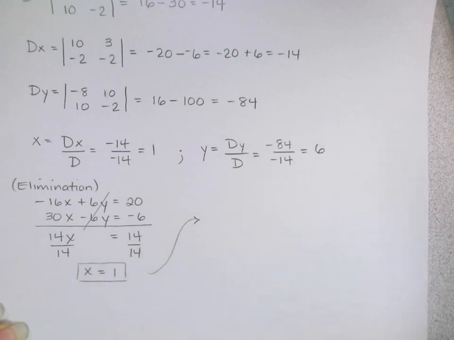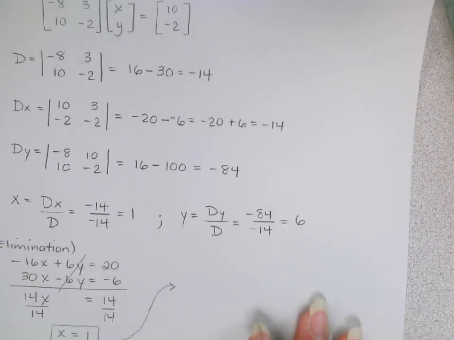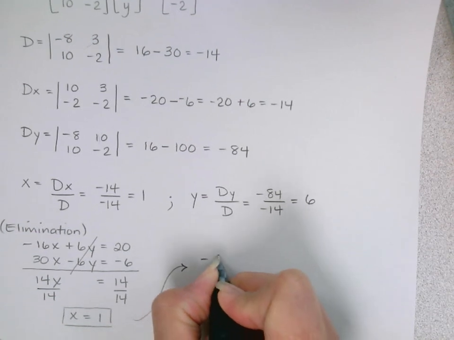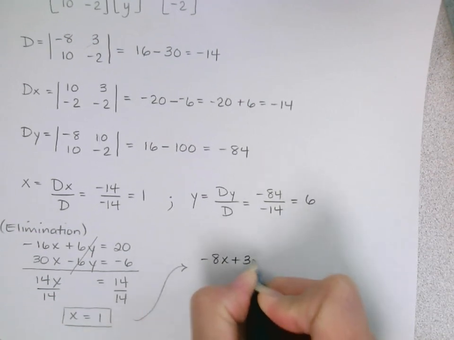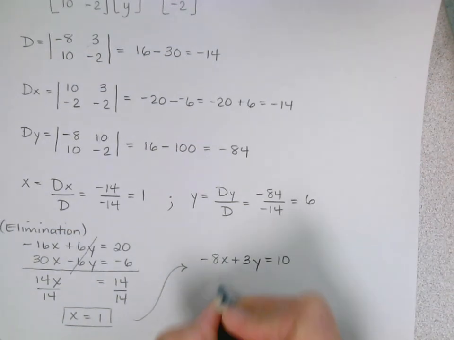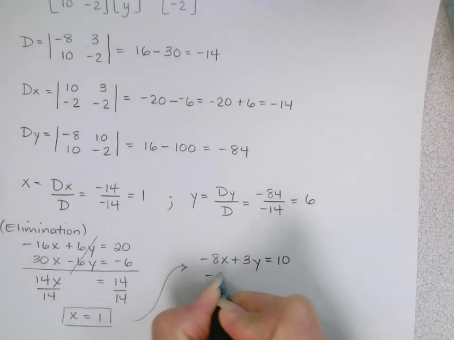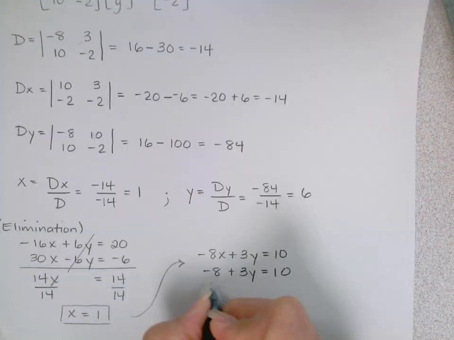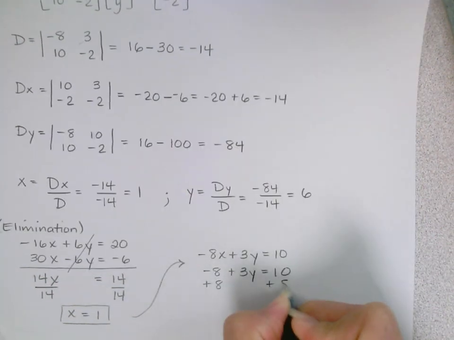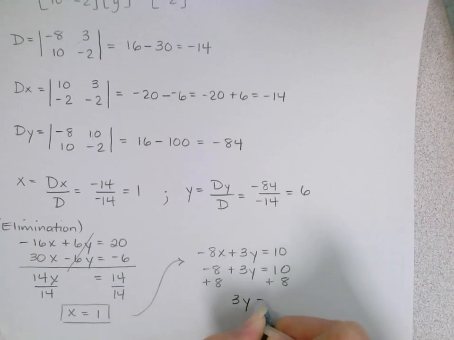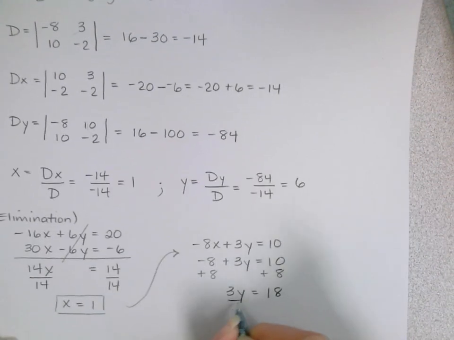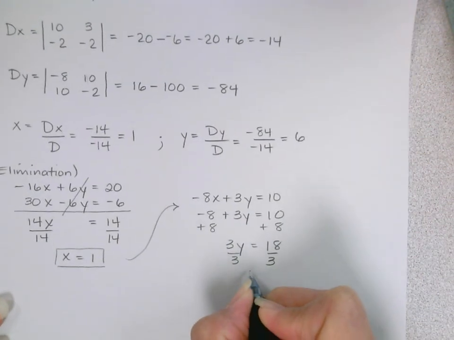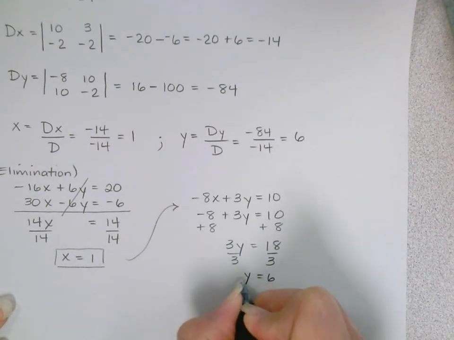We substitute x equals 1 into any one of the equations. So I'll use the original equation of negative 8x plus 3y equals 10. Substitute my 1. That will just make this negative 8 plus 3y equals 10. Adding 8 on both sides, 3y will be 18. And I'll divide by 3. So y equals 6.